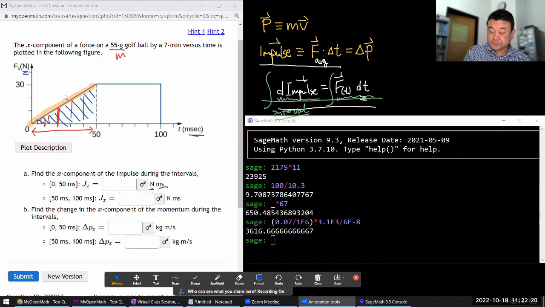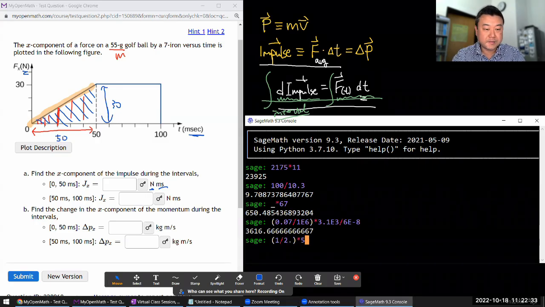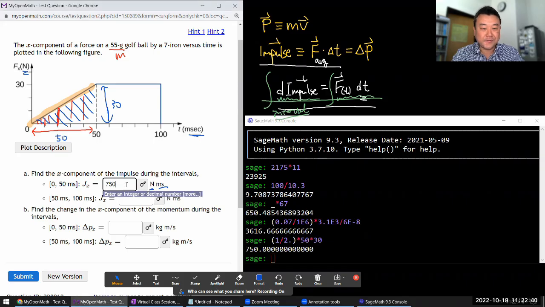So this is a triangle of base 50, height 30. I know the formula for that. It's going to be 1/2 base 50 times height 30 units. The way the question is worded, they all just work themselves out. So 750 newton milliseconds. That's what it is. The next, the 50 to 100, that's easier. Base is still 50, but it's now a rectangle. So I can just do 50 times 30 or 1500 newton milliseconds.